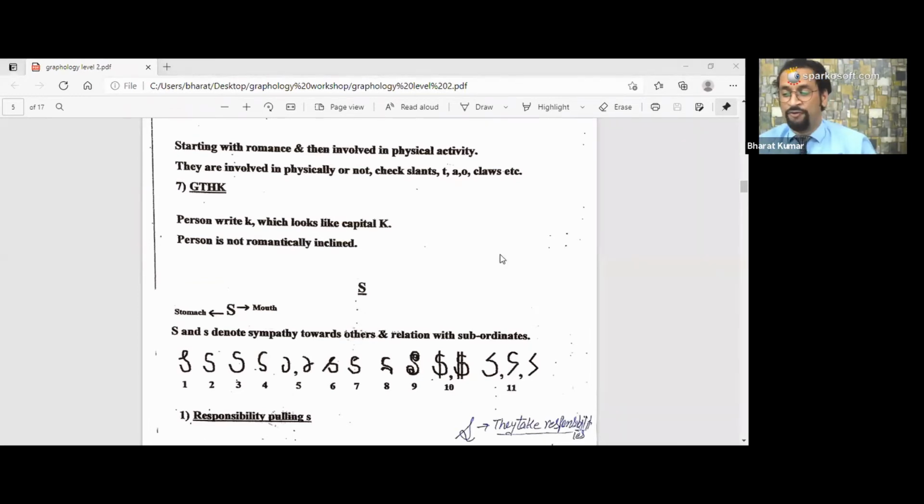The 11th type of S. Check the 11th type of S. They have an angle in the upper part, or an angle in the lower part, or angles in both parts, that is a zigzag pattern. The 5 type has an upper angle, the hook type has a lower angle, and the zigzag type has all angles.